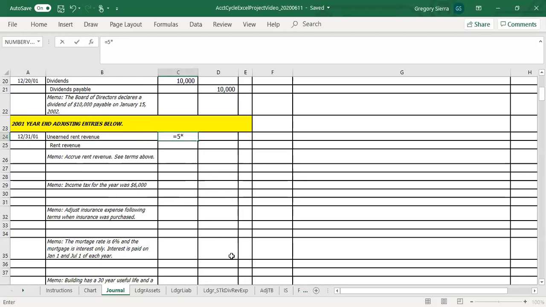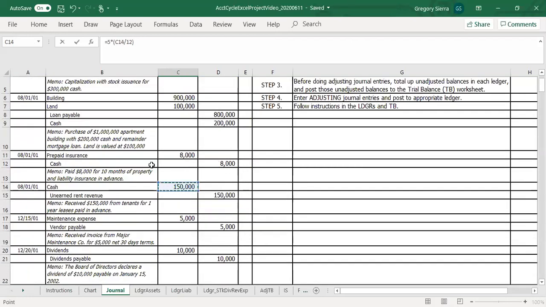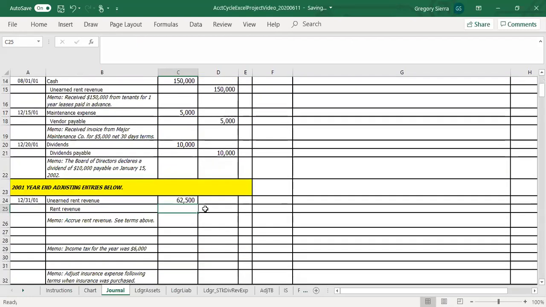So 5 months, and the amount of monthly rent is the $150,000 for the year divided by 12. So we can put the formula right in the cell there. Okay, and even better yet, in case we say, oh, we made a mistake and it's 130,000, okay, that's 62,500. Debits equal credits. Bam, there we go.